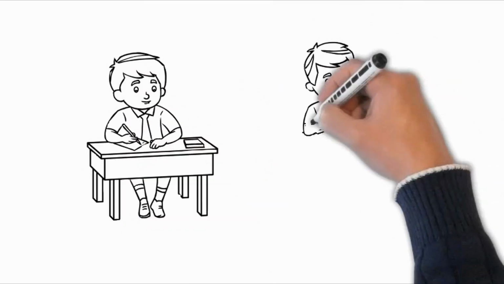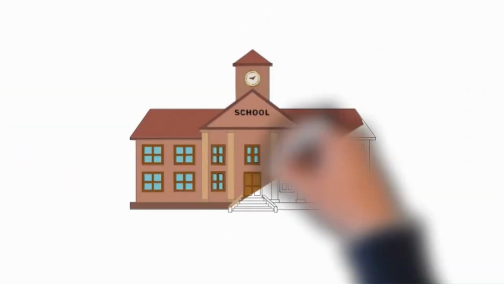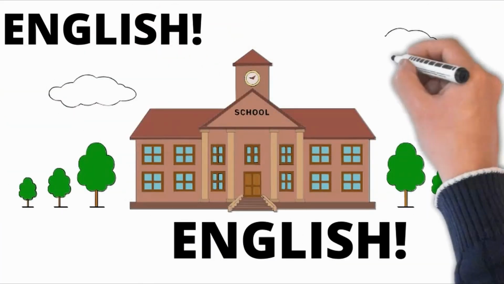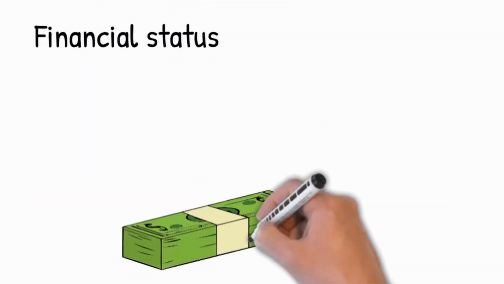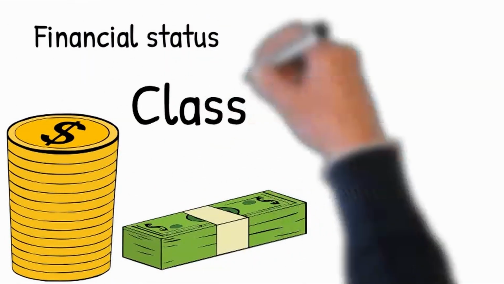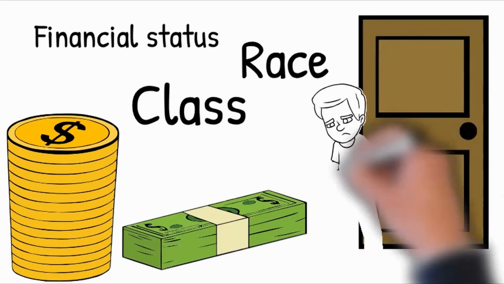A large number of children start their educational careers facing the challenge of having to master two languages, as education is dominated by English worldwide. And this means that English proficiency tends to be linked to financial status or class, as well as race, as not everyone has the same access to education.